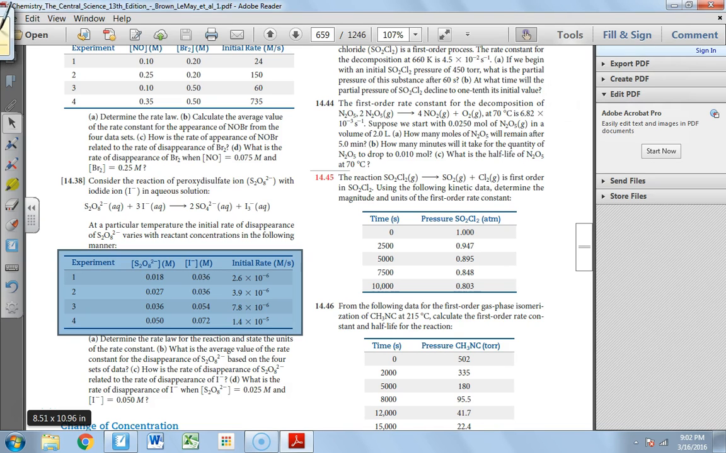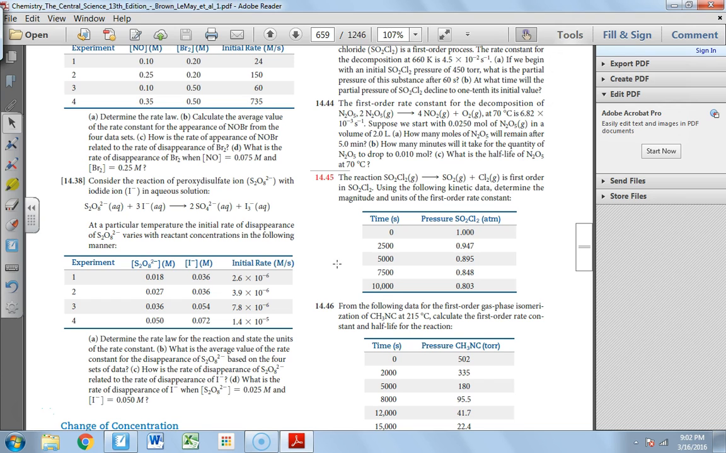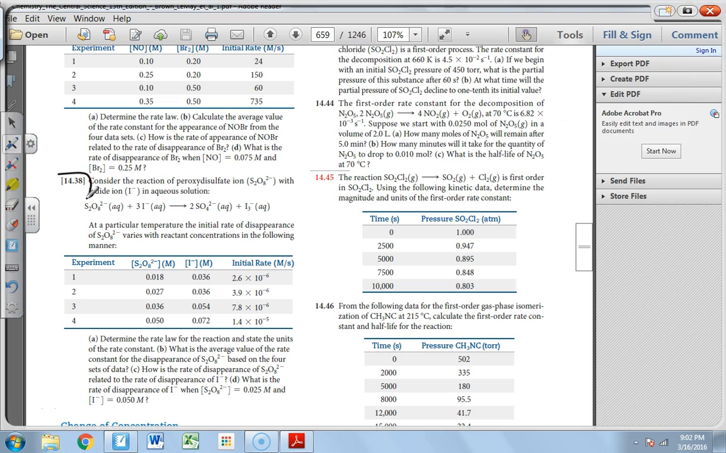Hey everybody, we're going to spend some time going over question number 38 here, which for me is right here. And this one's in brackets, in Brown-LeMay and Bursten. The reason it's in brackets is because I think there's a lot going on here. So we're actually only going to do part A of this one.